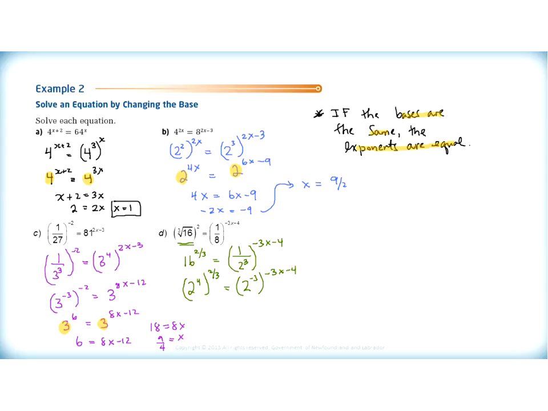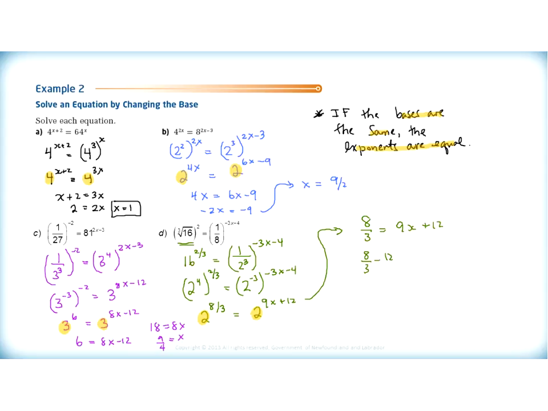Don't forget, a power to a power, you multiply. So I got 2 to the 8/3, 4 times 2/3, equals 2 to the 9x plus 12. All I need to do again is make the two exponents equal because I already have like bases of 2. So I make the exponents equal and I proceed to solve for x. So I get 8/3 is equal to 9x plus 12.